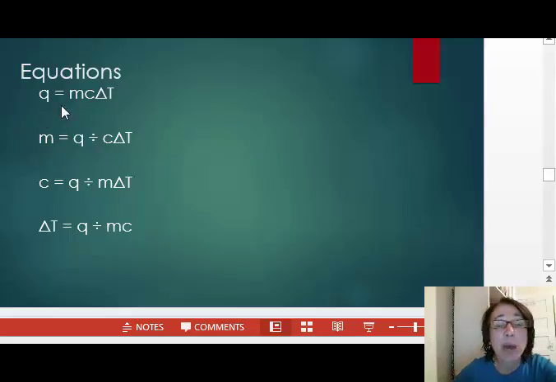If we're solving for the mass of an object, we divide the heat lost or gained by the specific heat capacity and the change in temperature of the object. To solve for the specific heat capacity, we divide the heat lost or gained by the mass and the change in temperature of the object. To solve for the change in temperature, we divide the heat by the mass and the specific heat capacity of the object. You need to write all four equations on your card.